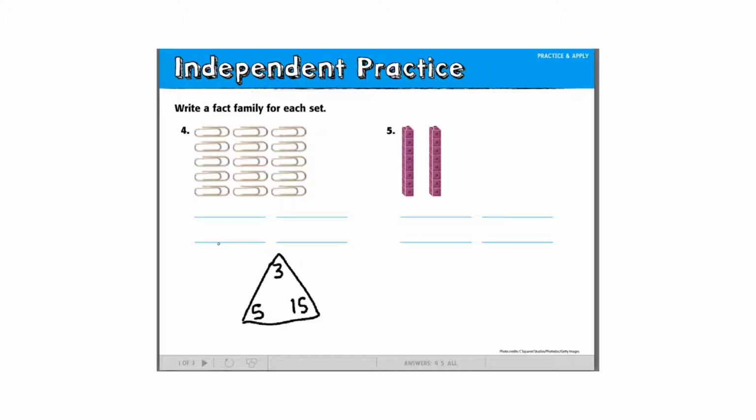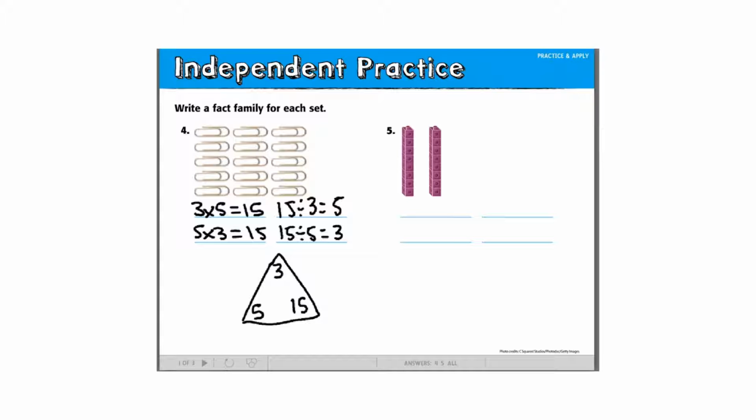So the 4 problems I could make would be 3 times 5 is 15. Then we could do 5 times 3 is 15, right? Just make that opposite. Then we could do a couple of division problems. 15 divided by 3 is 5. And 15 divided by 5 is 3.